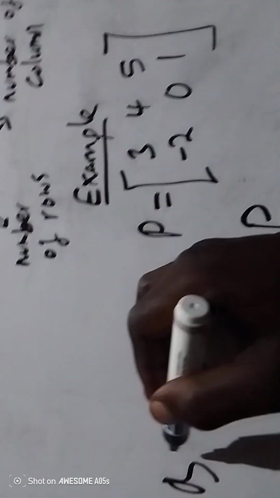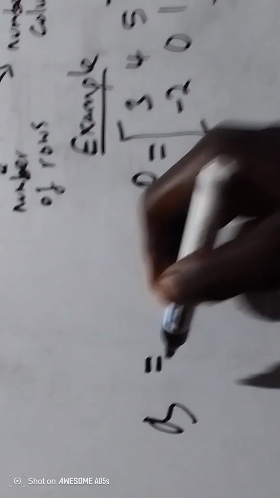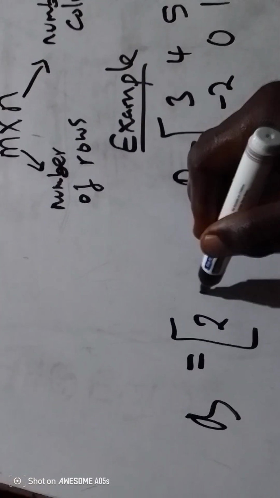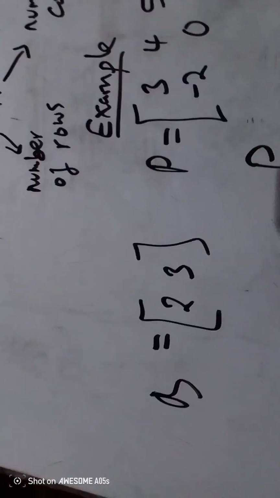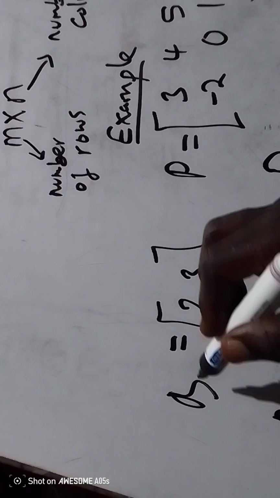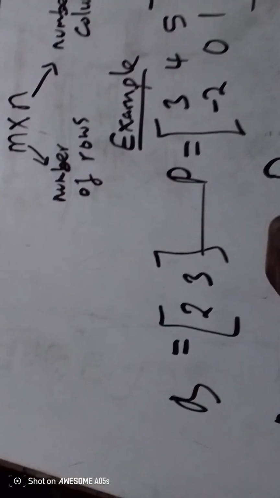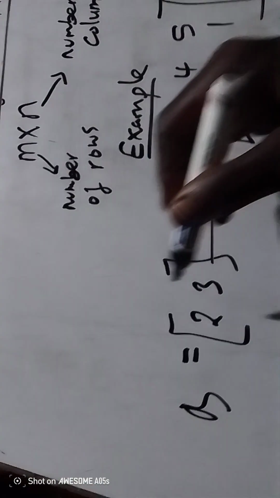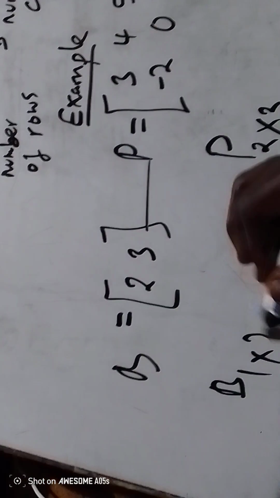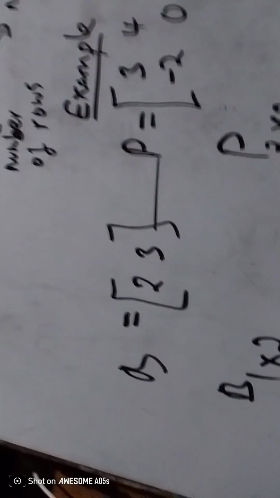Just a quick one. If we are given this one, and we are asked to state the order of matrix B, we'll first count how many rows do we have? We have only 1, times the columns we have 1, 2. So it's a 1 by 2. So that is the order of this matrix, 1 by 2.